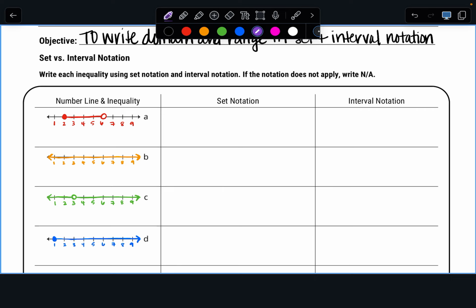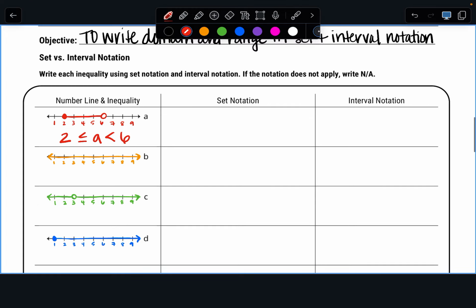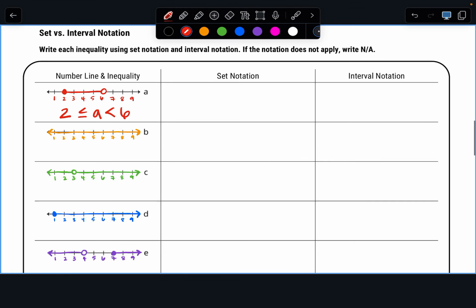So is that filled in circle going to have the equal to sign? Yes. So I'm going to do 2 less than or equal to. Because this one's called A, I'm just going to use variable A. What's the highest number this could be? 6. And so 6, since 6 is an open circle, it's just going to be less than 6. Yes, ma'am.